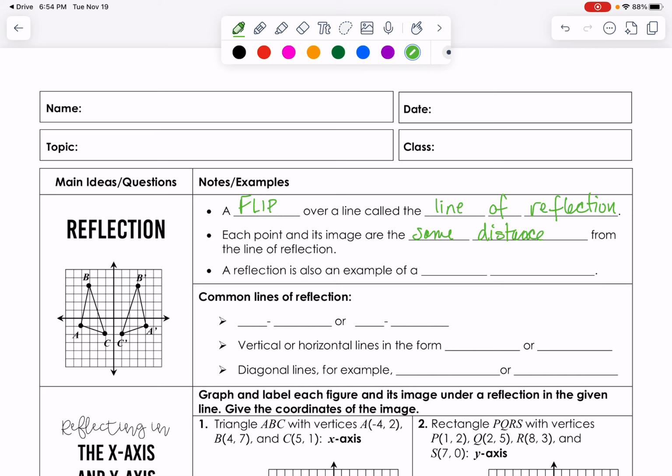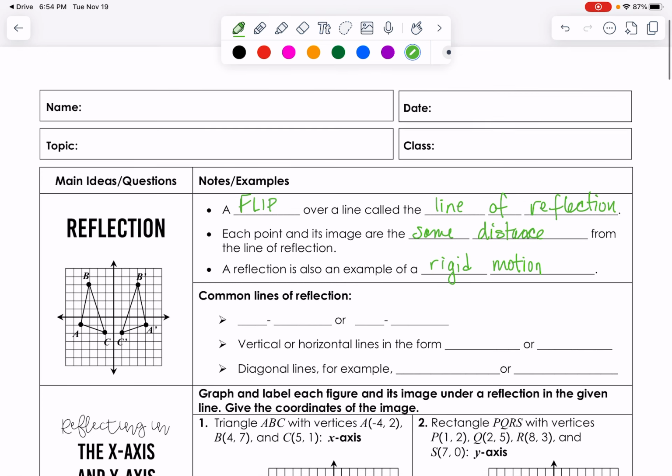A reflection is also an example of rigid motion. We talked about that in translations. The only thing that changes is location, not size or angle. So remember, the image is where we end. If we look at the diagram to the left, triangle ABC is our pre-image, and triangle A prime, B prime, C prime is our image.